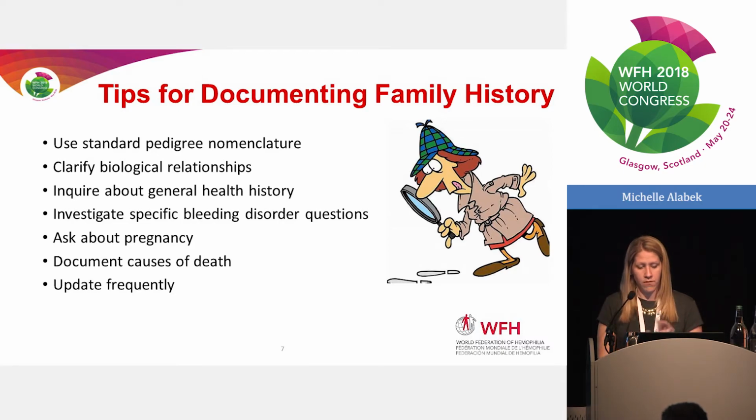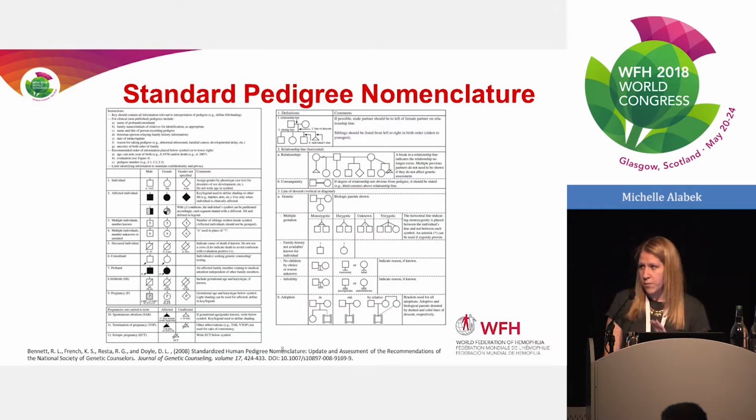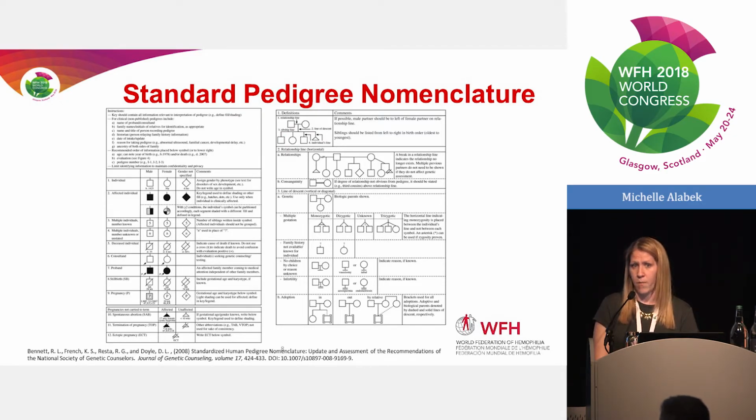So I'm going to give you a resource for standard pedigree nomenclature, and then we'll talk a little bit more about what questions you might specifically ask to tease out the bleeding disorder in the family history. So I know this is a busy slide. You probably cannot see it. It really is up here as a reference. This is from the National Society of Genetic Counselors, which is the professional organization for genetic counselors in the United States. And this is their document that recommends how to standardly draw pedigrees.